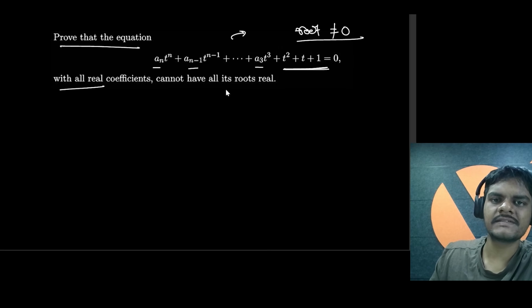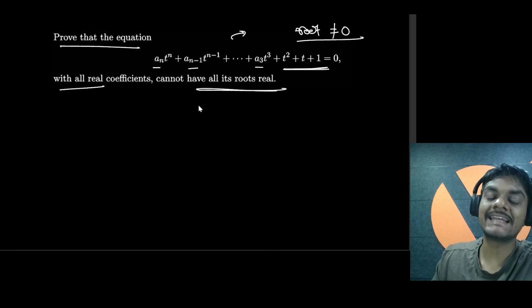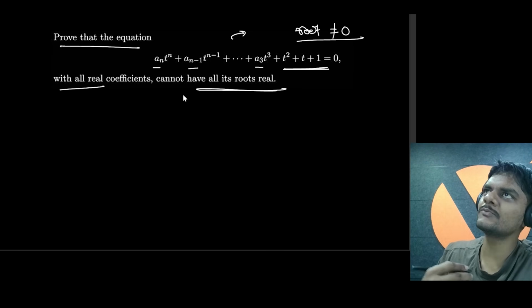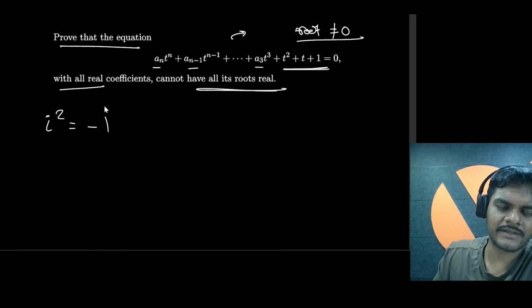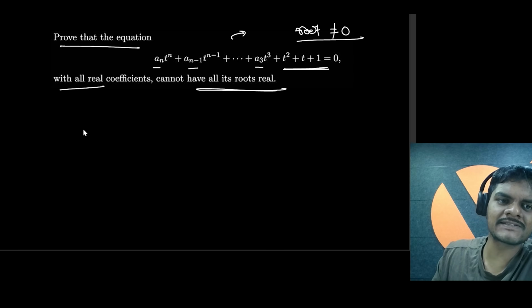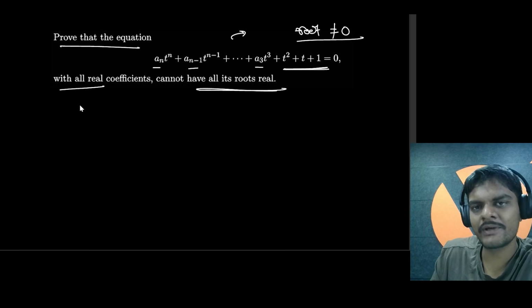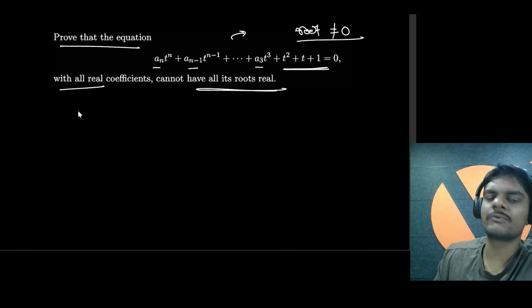With all real coefficients, it cannot have all of its roots real. So first we assume all of the roots are real. What is the condition if roots are complex? We'll have stuff like, what is complex? i square is equal to minus 1 here. So it's like if a square thing or sum of squares is less than 1, we don't want that.